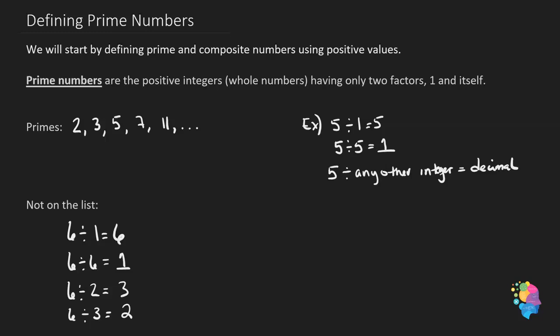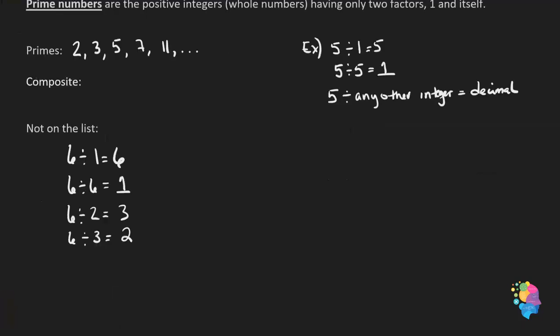Now, these numbers, the ones that are not prime numbers, are called composite numbers. So let's make a list of composite numbers, a small one. 4 is a composite number. 6, as we just showed, 8, 9, 10, and 12. So composite numbers will have more than two factors, and of course, they're not prime.